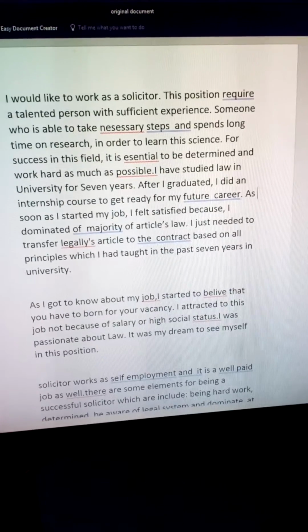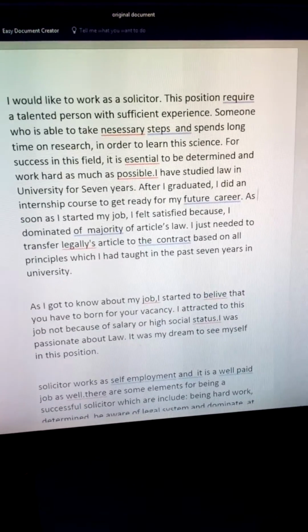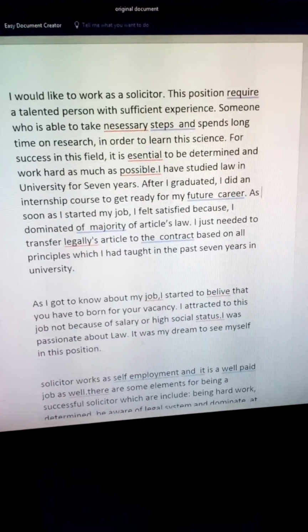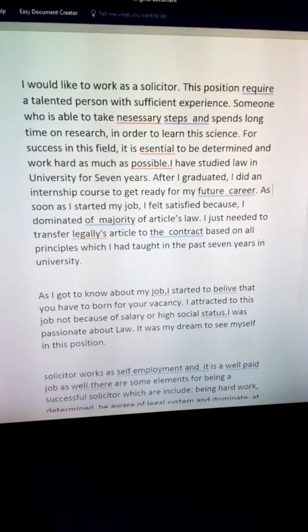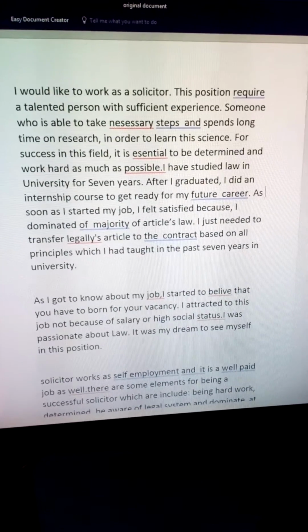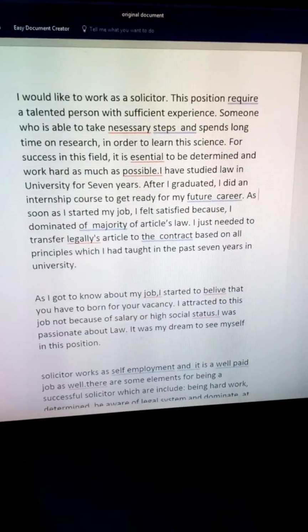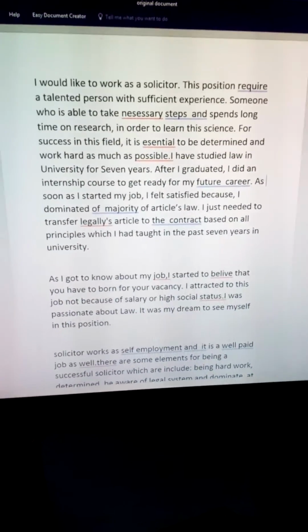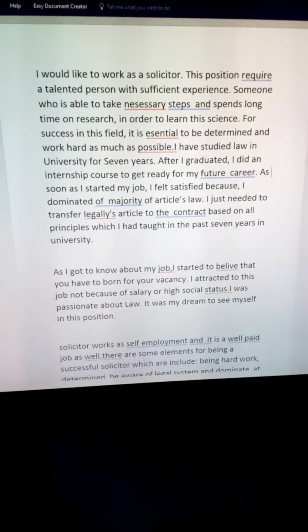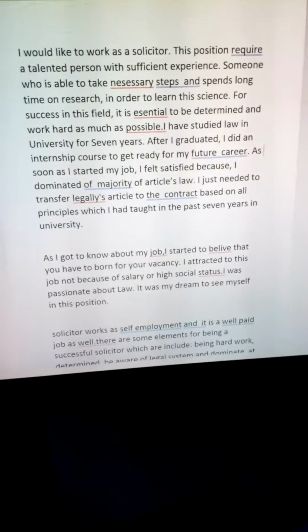Looking at the last sentence, we start off with I just needed to. That's a really good sentence opening. And you're talking again about the article. I just needed to transfer legalese article to the contract. Again, look at that phrase. I'm not quite sure if that's the way that we would say it. Perhaps I could talk to you about that bit there.